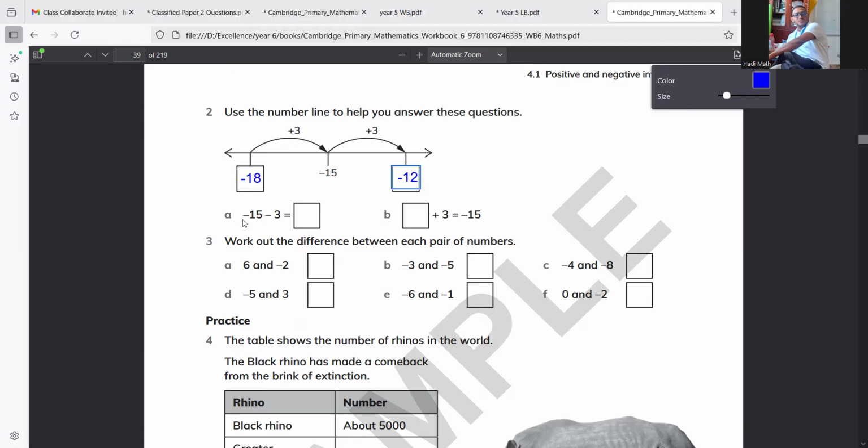The question A, they say -15 minus 3. The two numbers have the same sign. 15 is negative, 3 is negative. Put the same sign and add them, which is equal to -18.